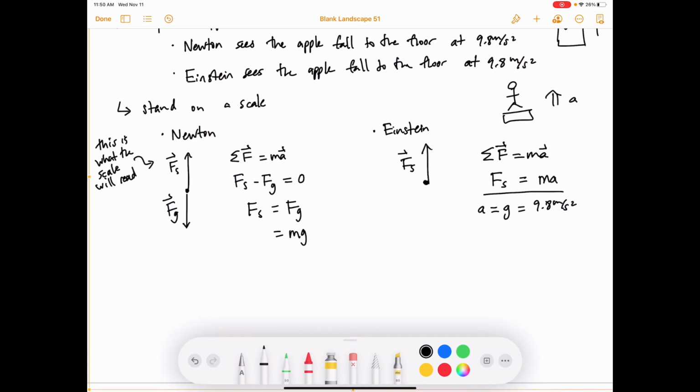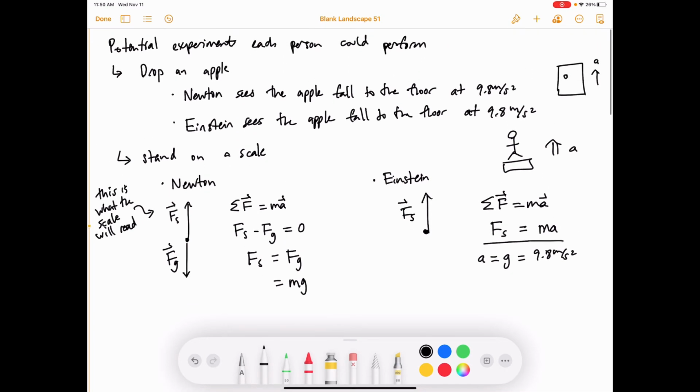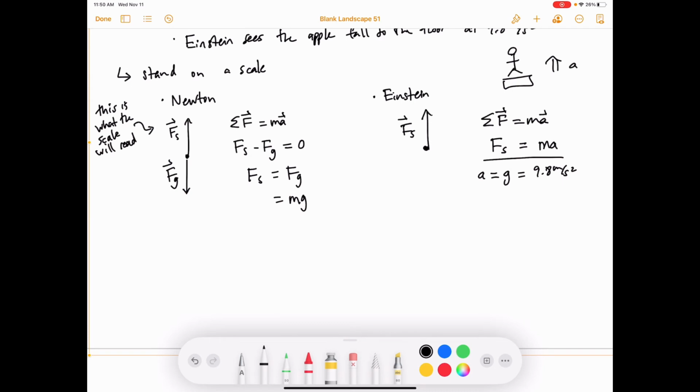So there's really nothing we can do. If you drop something, it undergoes free fall, just like you'd expect. If you stand on a scale, it indicates that you have some weight, just like you'd expect. There's actually nothing you can do to figure out which box you're in. Every single experiment you perform has the same outcome in the accelerating box and in the gravitational box. So that's why these are equivalent situations.